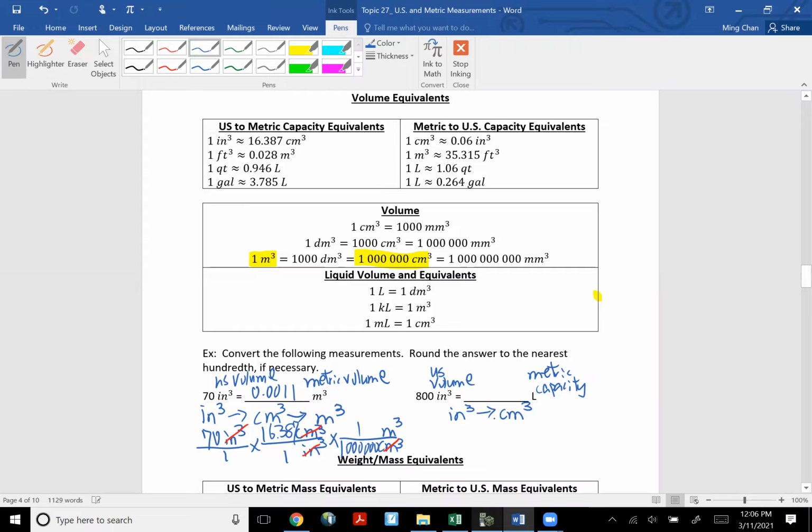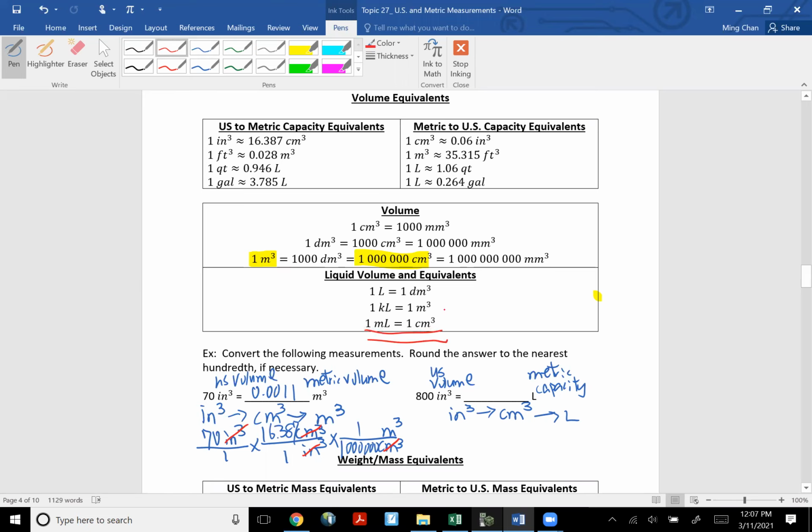So another question is, can I go from cubic centimeter to liter? Do you see anything between cubic centimeter and liters, excuse me? Cubic centimeter and liters. We don't have anything except right here.